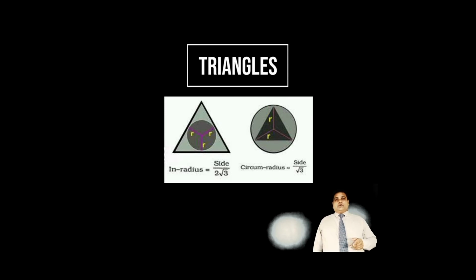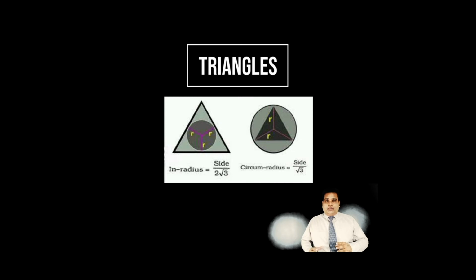That circle is known as the incircle, and the radius of that circle is the inradius. The inradius of an equilateral triangle is always a by 2 root 3, where a is the side of the equilateral triangle. If you want to know the circumradius of an equilateral triangle, it is a upon root 3. What is the circumradius? The circumradius is the radius of the circumcircle. What is a circumcircle?